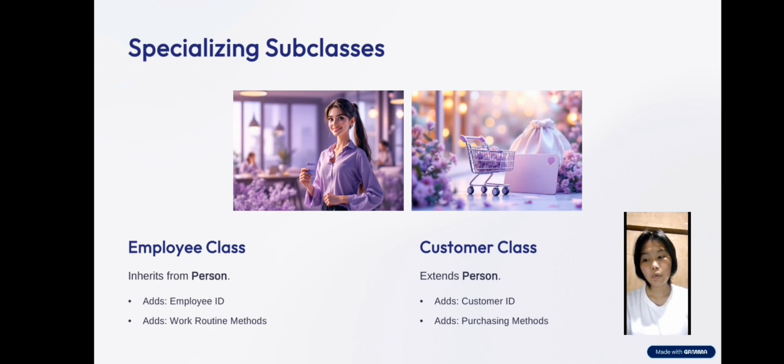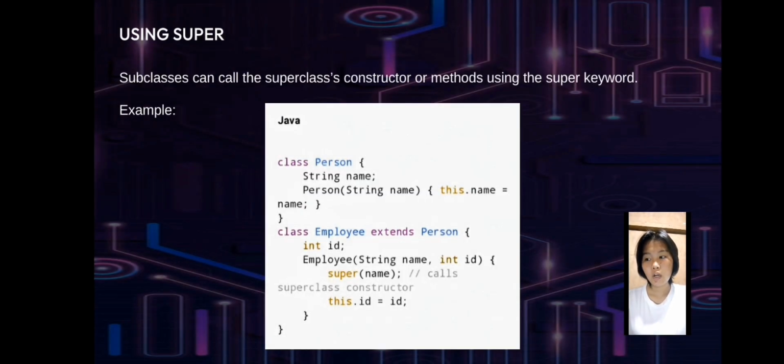And it also promotes code reusability because we can write shared features once in the superclass and use them across many subclasses. Using the super keyword, when a subclass inherits from a superclass, it can call the constructor or methods of the superclass using the super keyword. This ensures that the inherited part of the class is properly initialized before the subclass adds its own data.